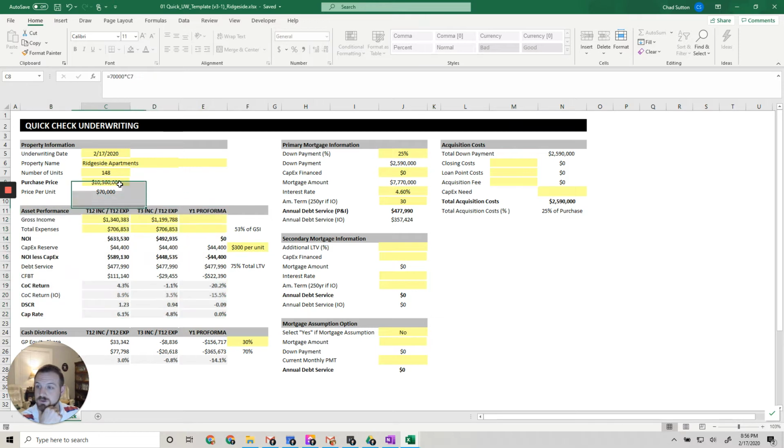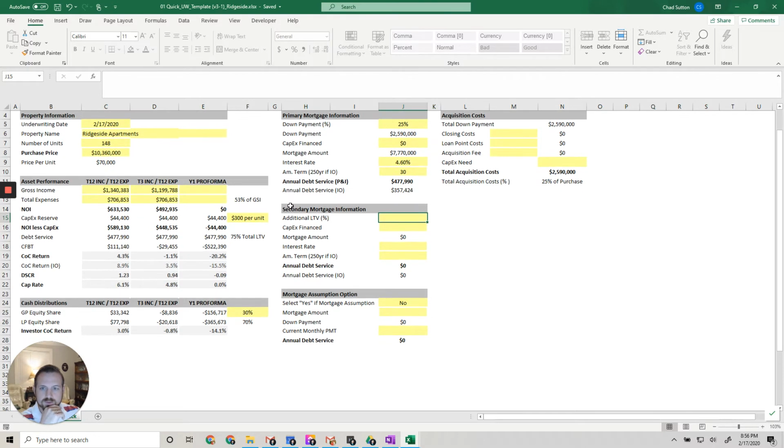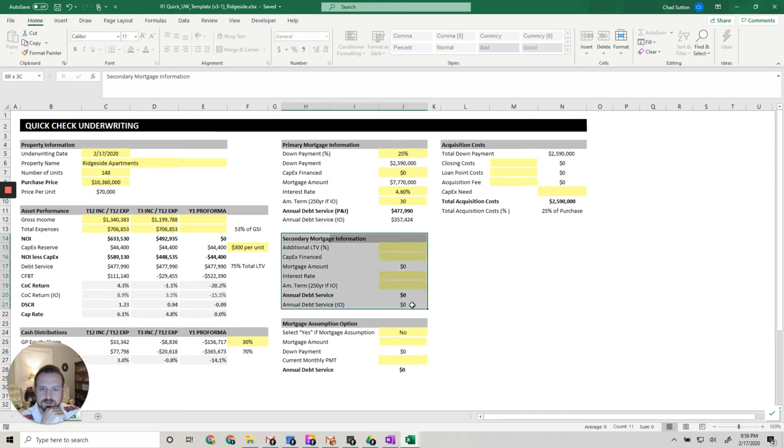What we also want to figure out is what we can actually pay for this property based on these in-place financials. So the next part we want to talk about is this secondary mortgage information. This is what you call a supplemental loan or a secondary loan. You're always going to have the primary mortgage. You're not always going to have this.